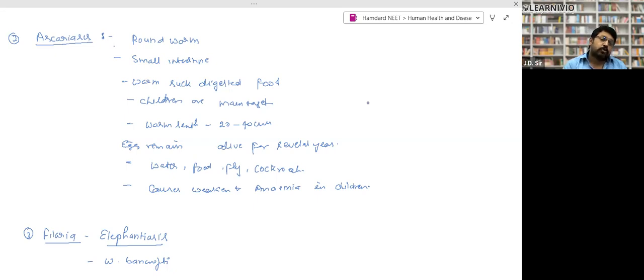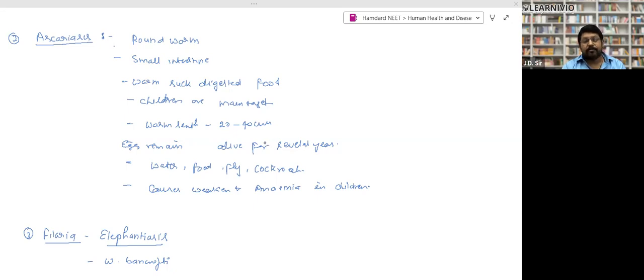Ascariasis is caused by a type of roundworm. It infects the small intestine. The worm sucks the digested food, and children are the main target. What is the worm length? The length of the worm is 20 to 40 centimeters: 20 centimeters for the male and 40 centimeters for the female. The egg remains alive for several years.